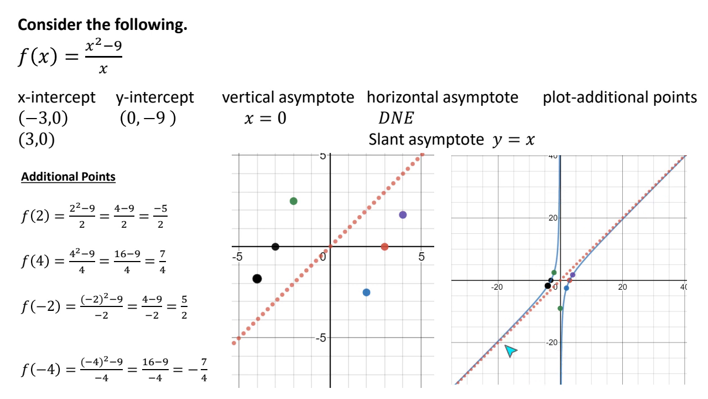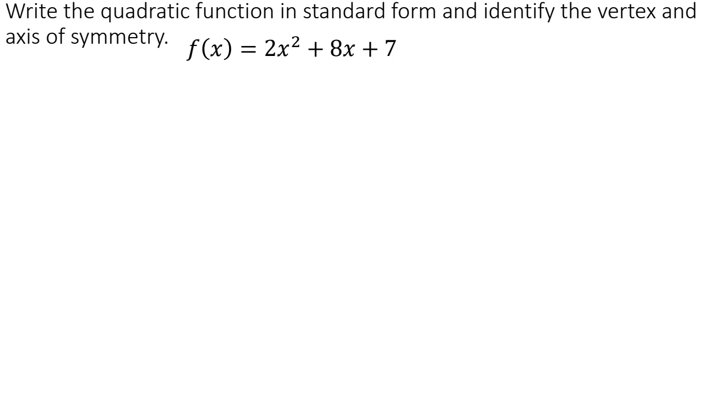And notice that your vertical asymptote was at x equals 0, and that's why the graph is getting closer and closer and closer to the y-axis. Okay, so these were all questions from 2 points.